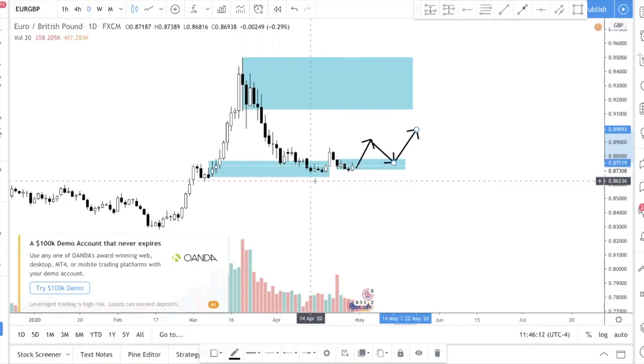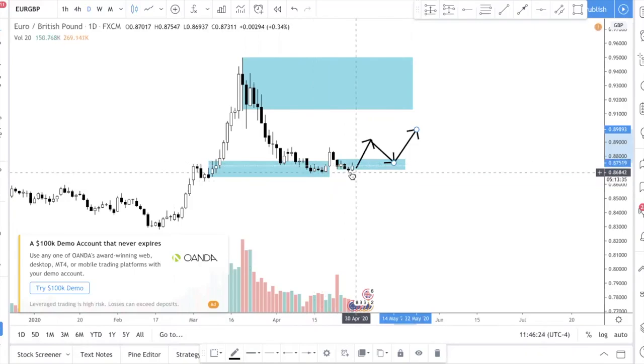After you map it out, the last step is to look for a reversal through a candlestick pattern. Enter and put your stop loss below or above the candle. If you are buying, put it below the low of the candle. If you are selling, put it above the high of the candle.